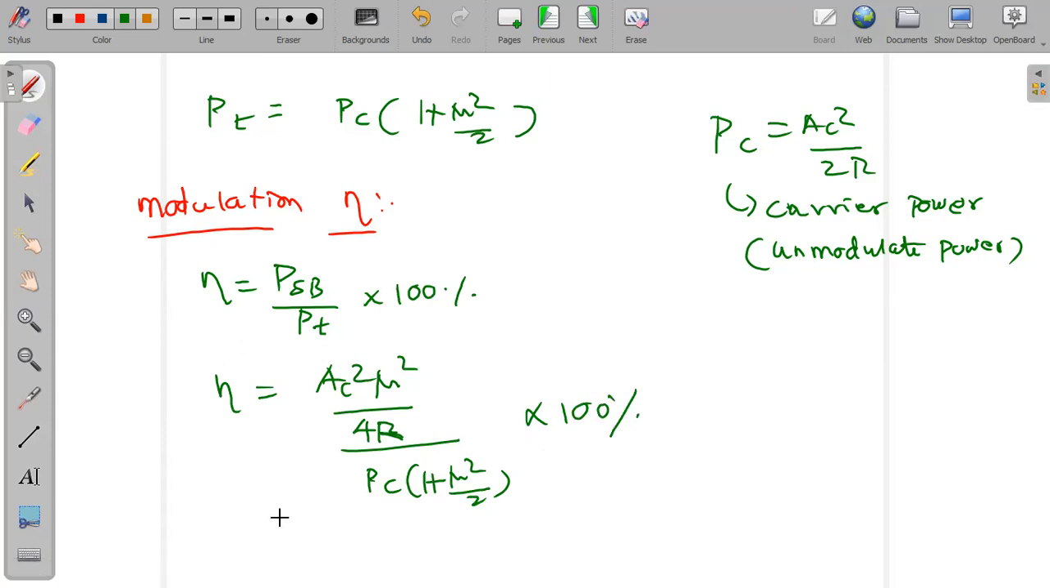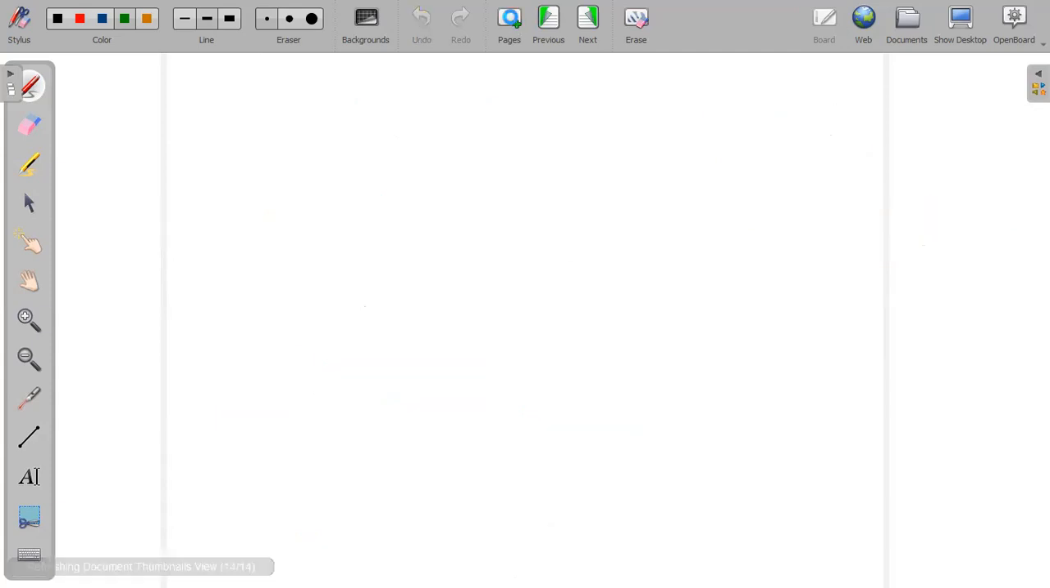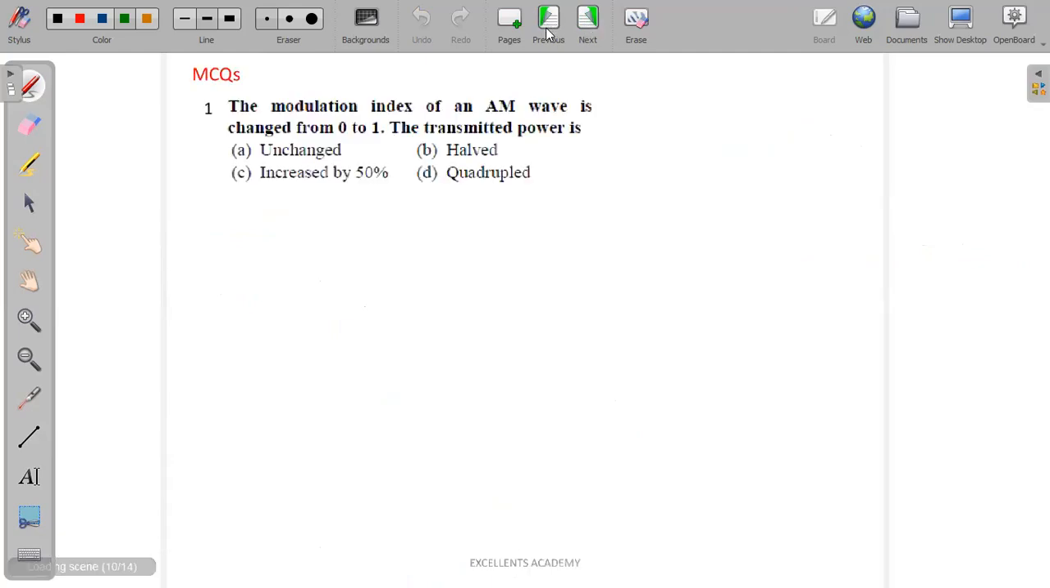So from this we can simplify. So efficiency as mu square by (2 plus mu square) into 100%. So percentage efficiency is mu square by (2 plus mu square). So this is percentage efficiency, right? Okay. So we can solve an MCQ.